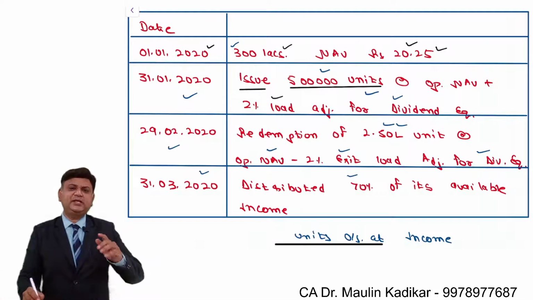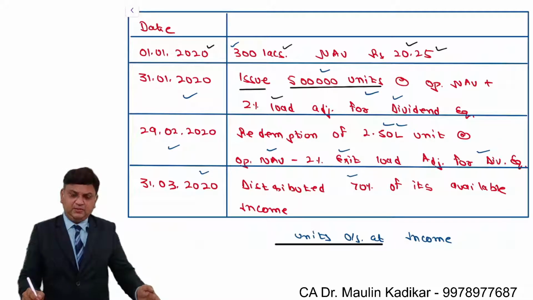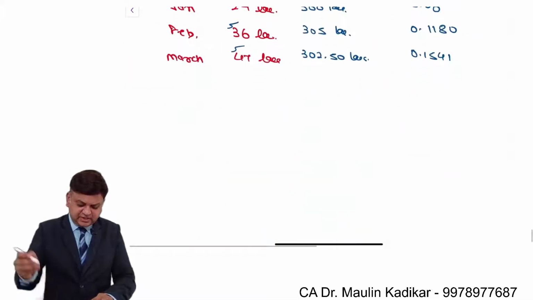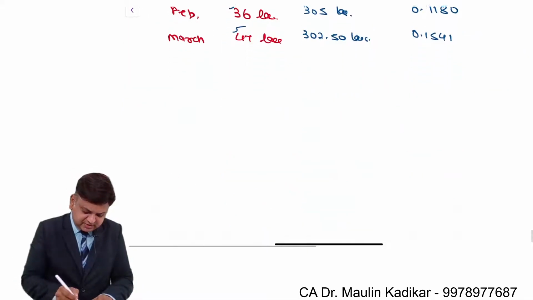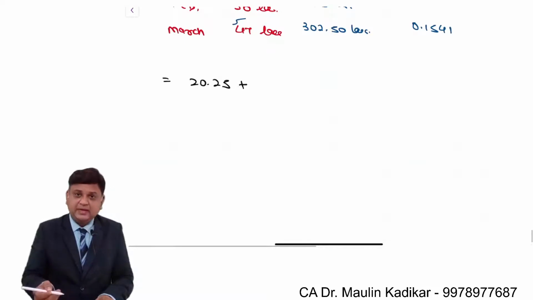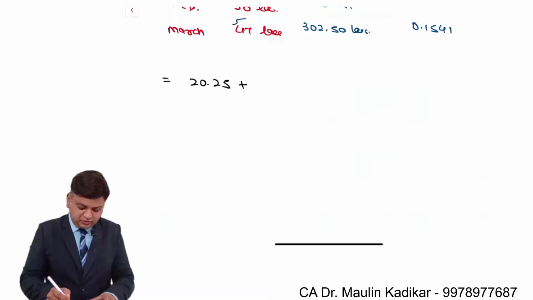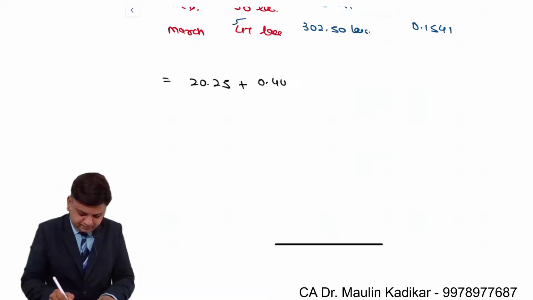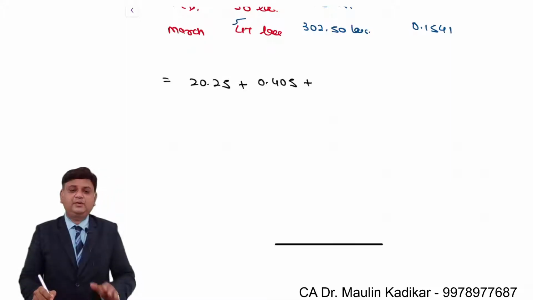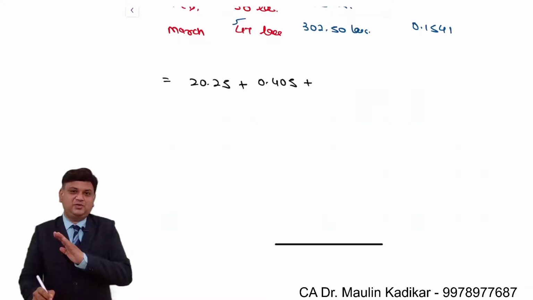So friends, we understand that for the units which we are issuing at the end of January, what is the amount that we will be collecting on a per unit basis? It is 20 rupees 25 paise plus 2% entry load. So into 2%, that comes to 0.405, plus they will be issued the units which is at par for the existing unit holders.